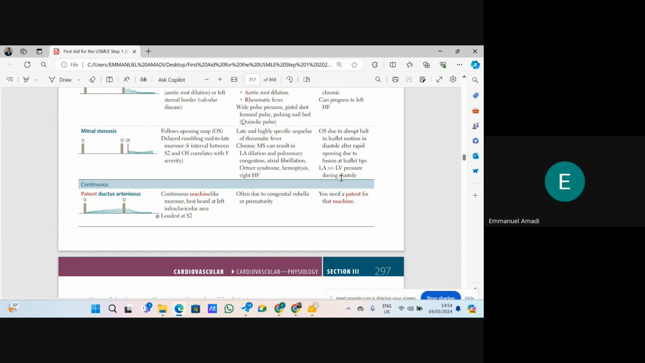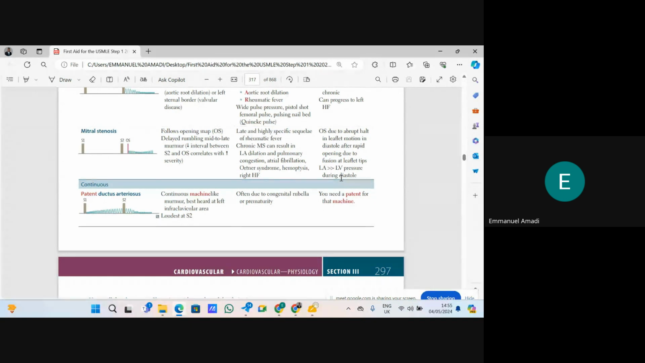Now, what the opening snap means is this. This is just what the opening snap means. At this point in time, I have gotten enough pressure to open up that stenotic valve. Now, if the opening snap is occurring early, it simply means the pressure in the left atrium has gotten excessively high. The more chronic the disease, the higher the pressure in the left atrium. So when the pressure in the left atrium has gotten terribly high, you can definitely see it pushing the valve open at any slightest opportunity.